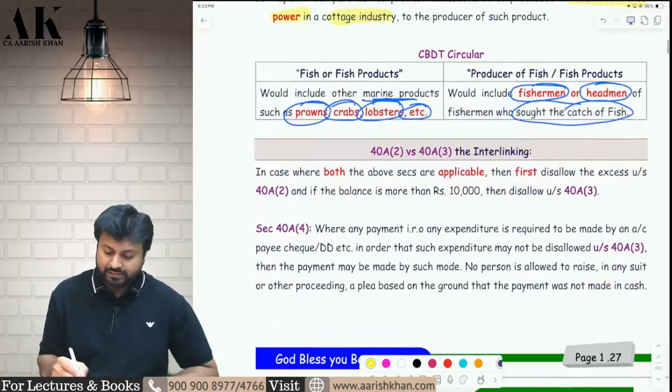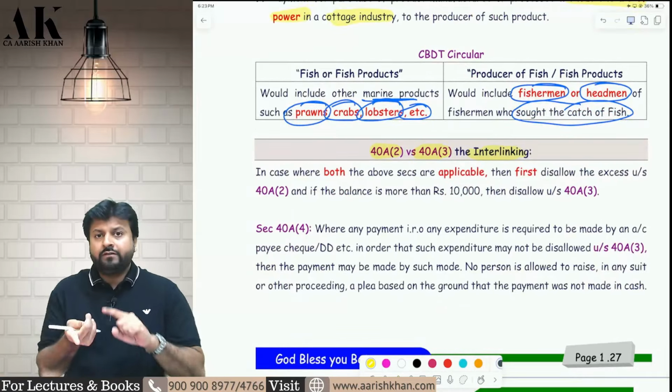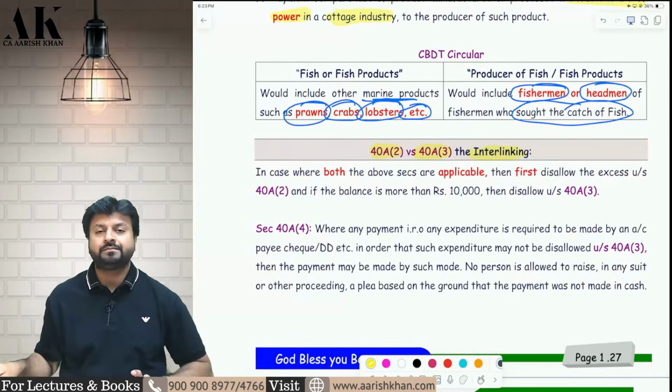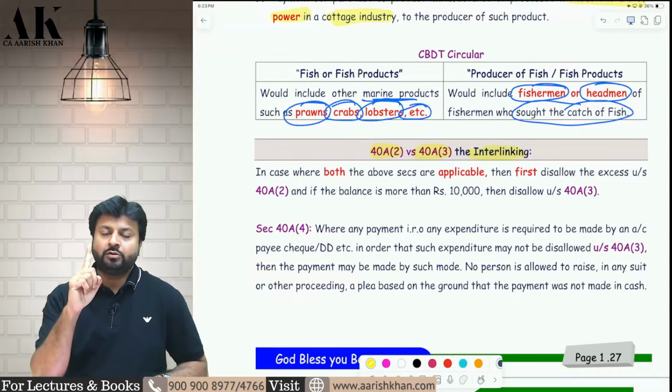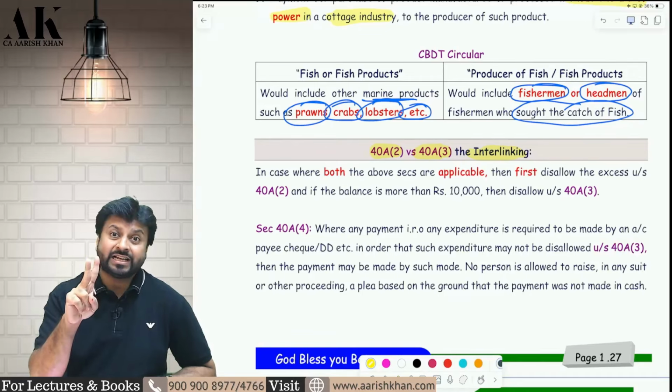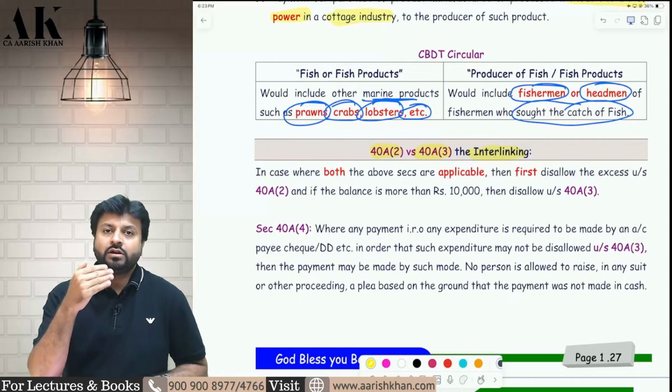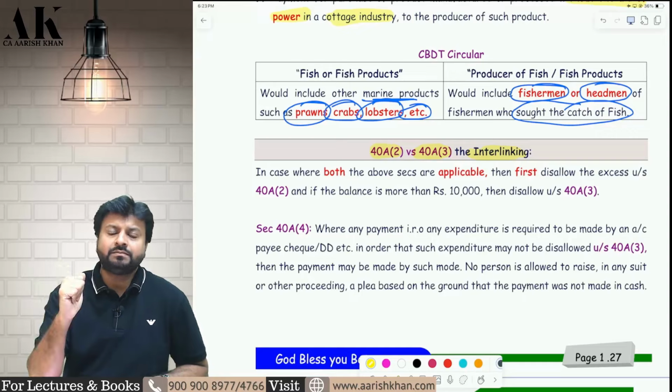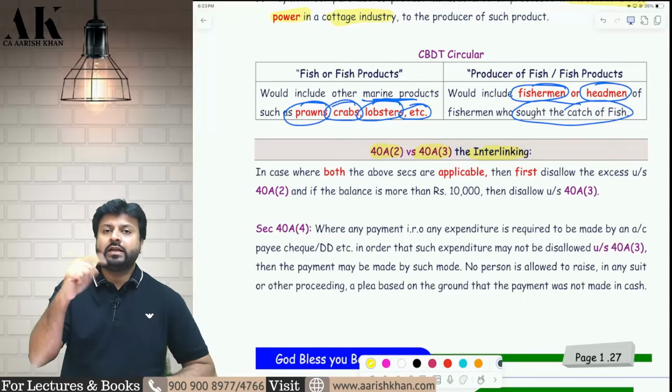Okay, next, 48.2 and 48.3 interlinking. What if both the sections are applicable to the same question? Suppose I am making payment of 1 lakh rupees in cash to a related party, and the fair market value is 60,000. Am I making excess payment? The answer is yes. Am I making more than 10,000 in cash? The answer is yes. Then in that case, you have to follow 48.2 first. First follow 48.2, disallow the excess amount, and then follow 48.3 and see if the balance amount is more than 10,000, then disallow under 48.3.